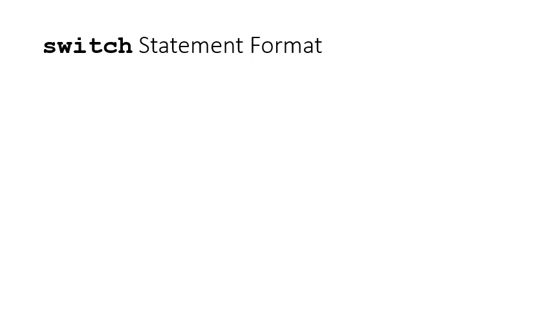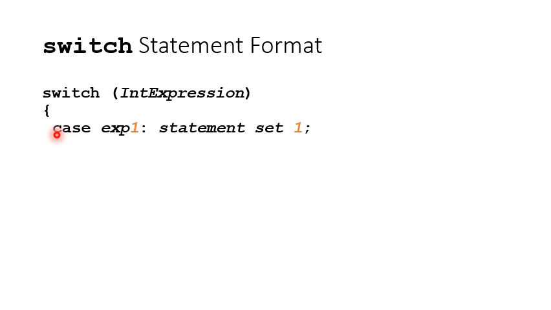Now let's move on to the switch statement format. First, you need to have your switch, then open parenthesis, integer expression, close parenthesis. Then, you need to put your open braces. Inside the open braces is your first case. You could write it as case expression 1. Your case should be in small letters because this is also a reserved word in the C++ programming language. Then you have your colon, then your first set of statements. You put every statement that belongs to case 1 and then you end your statement with a semicolon.